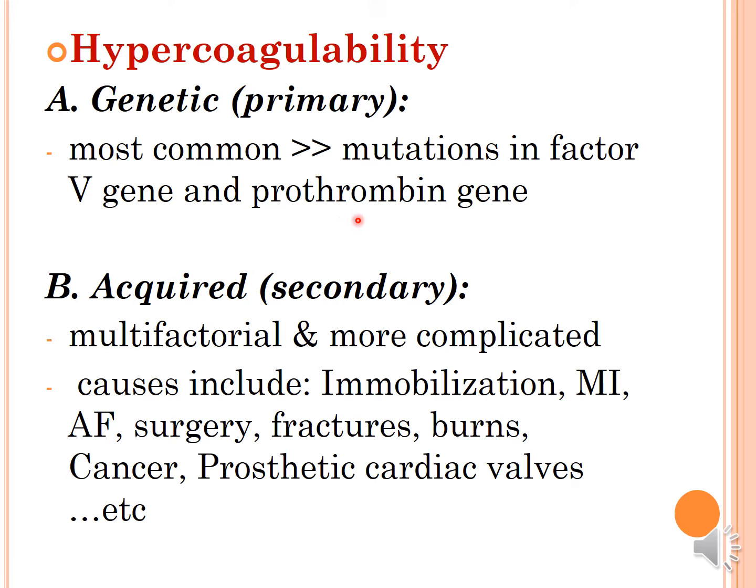It's usually multifactorial and is more complicated. Many things might lead to acquired or secondary hypercoagulability. When it's secondary, it might be local or systemic. Many things might lead to it, as I said, including immobilization, myocardial infarction, major surgeries, large or long bone fractures, burns, cancers, the use of prostheses, and so on.